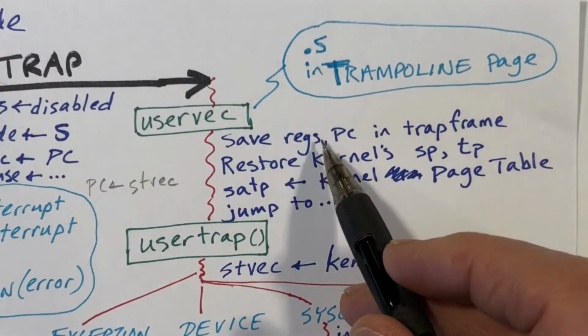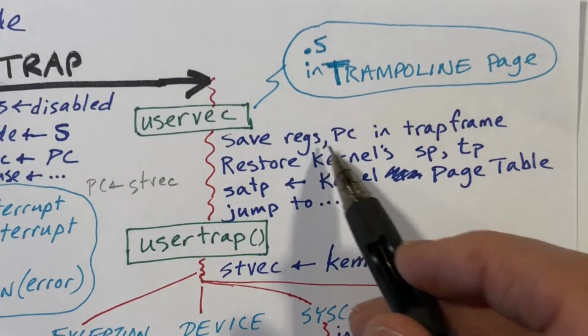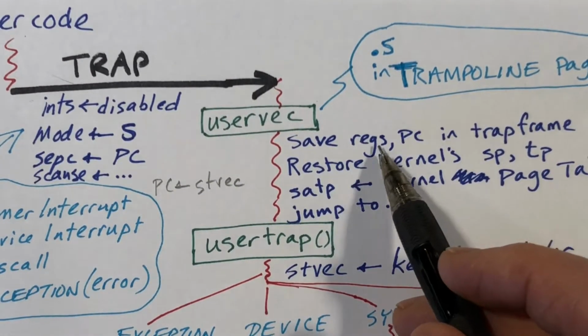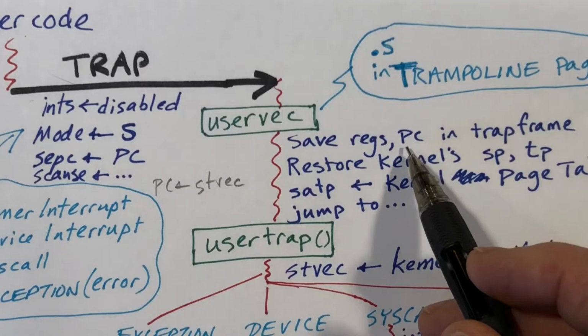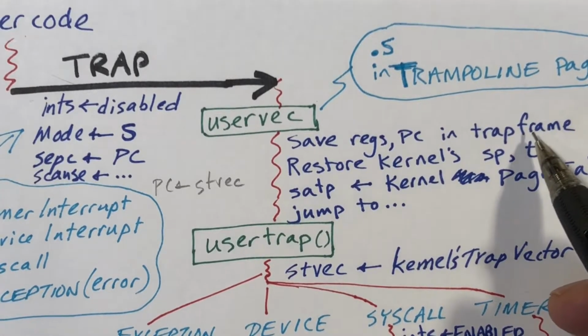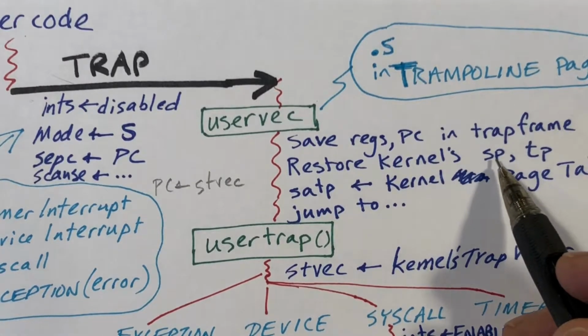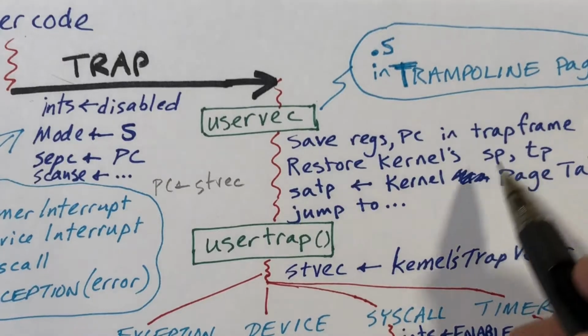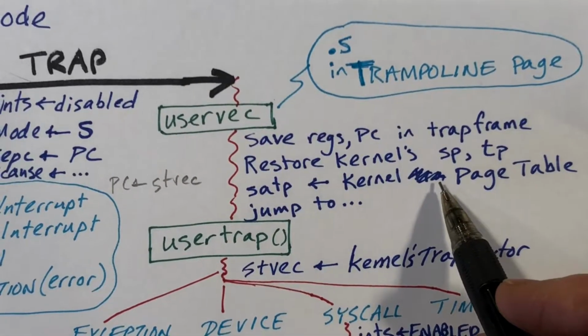And the uservec needs to begin by saving the entire state of the user mode code. It needs to save the registers and the program counter. And those are saved in the Trapframe. We also get ready to execute kernel code by loading the SP and TP registers, and then we switch over to executing in the kernel's address space.